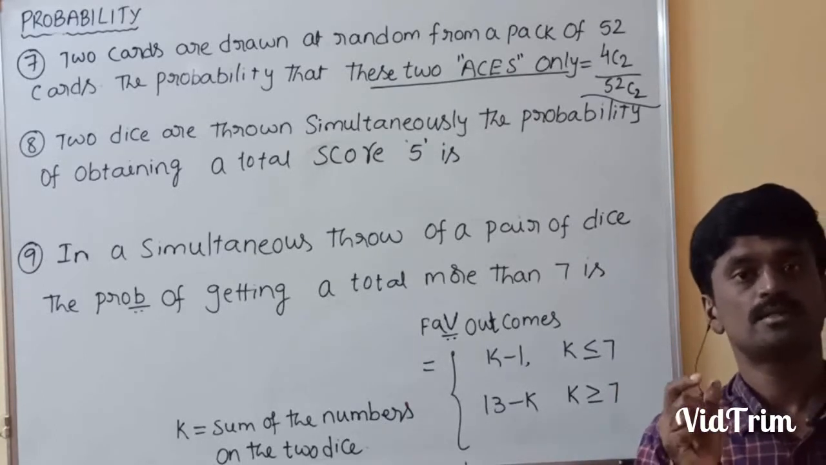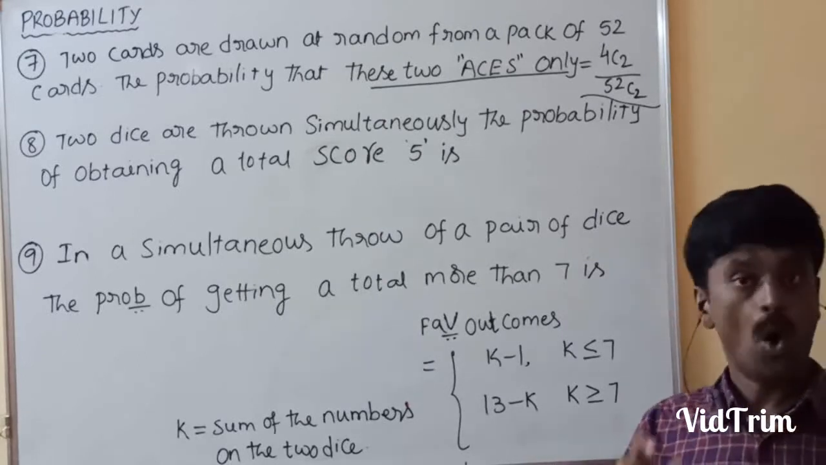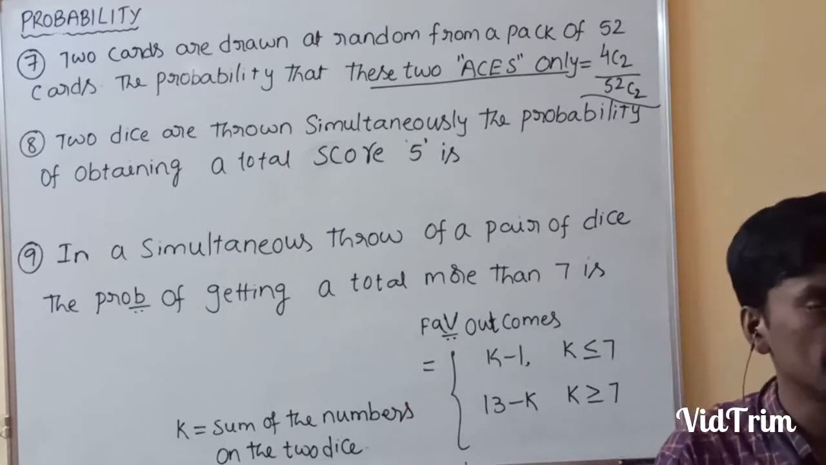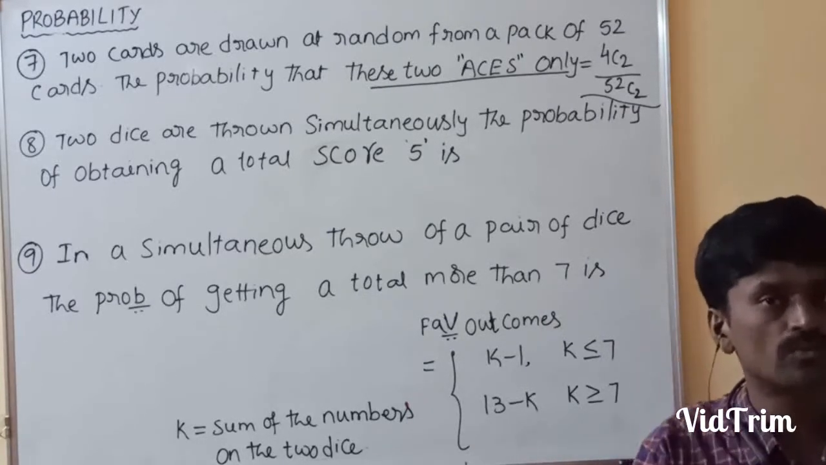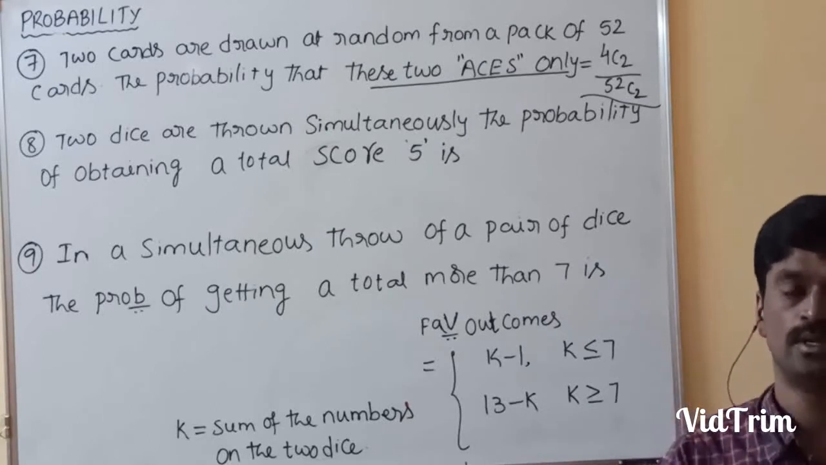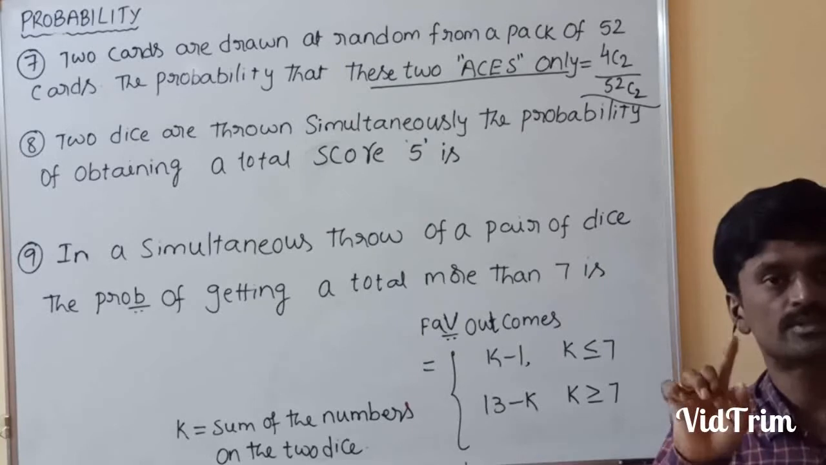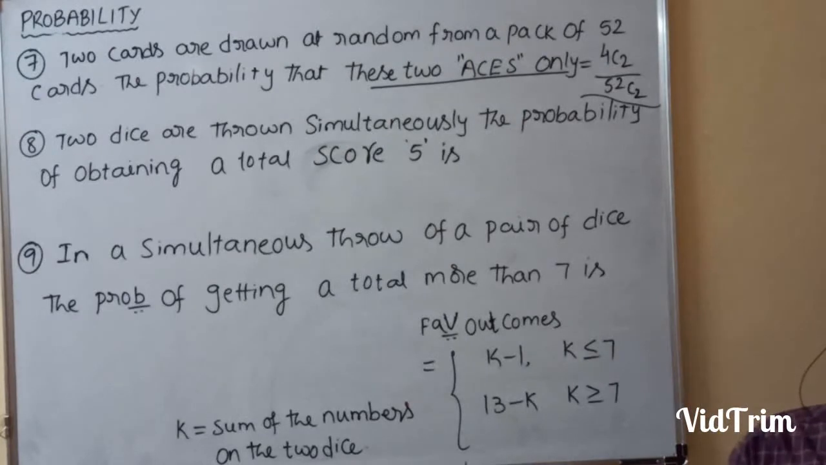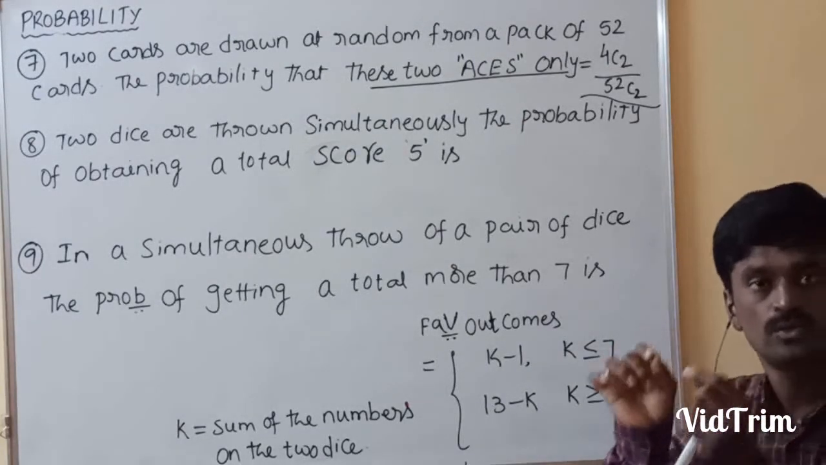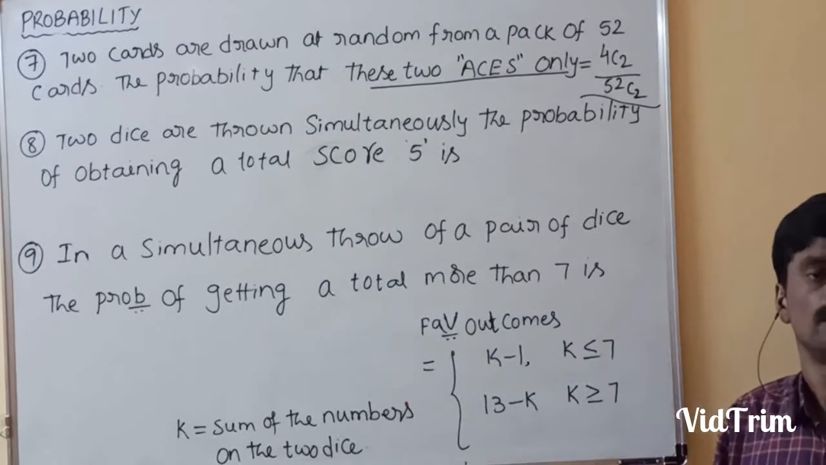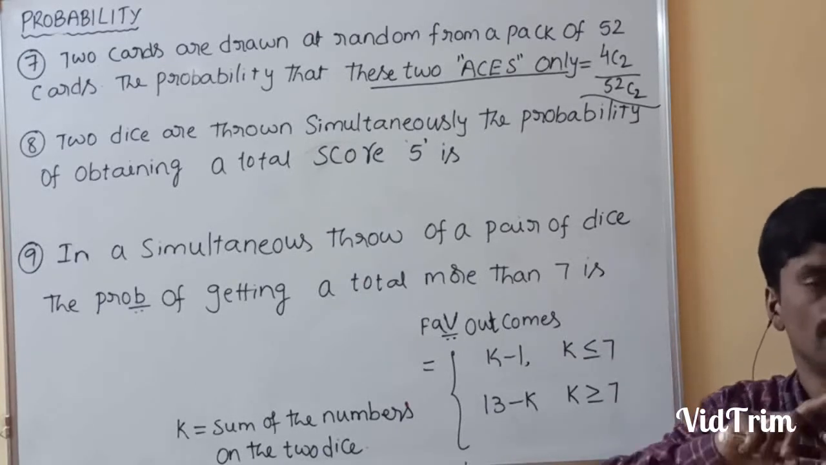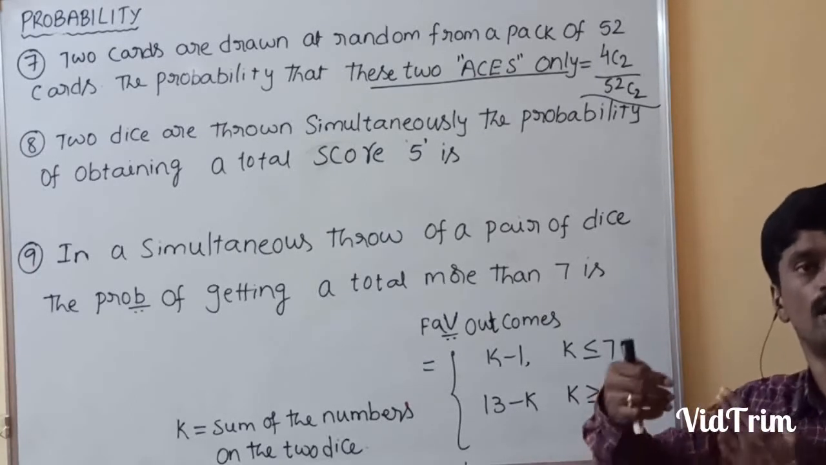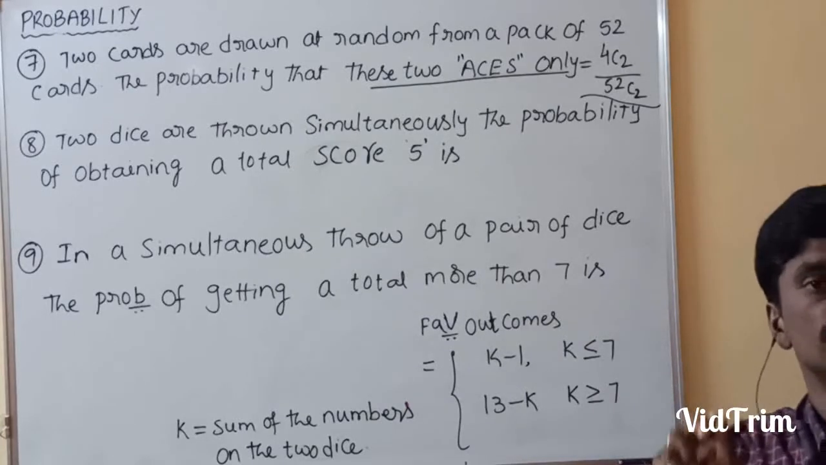Okay. So what is the minimum total score obtained on the 2 dice? What is the minimum number on each die? 1. So then the minimum score will be 1 plus 1, how much? 2. And the maximum score is how much? 6 plus 6, 12. That means if you throw 2 dice simultaneously, then the sum of the numbers on the 2 dice is either 2 or 3 or 4, 5, 6, 7, 8, 9 or 10 or 11 or 12. These are the possible sums.